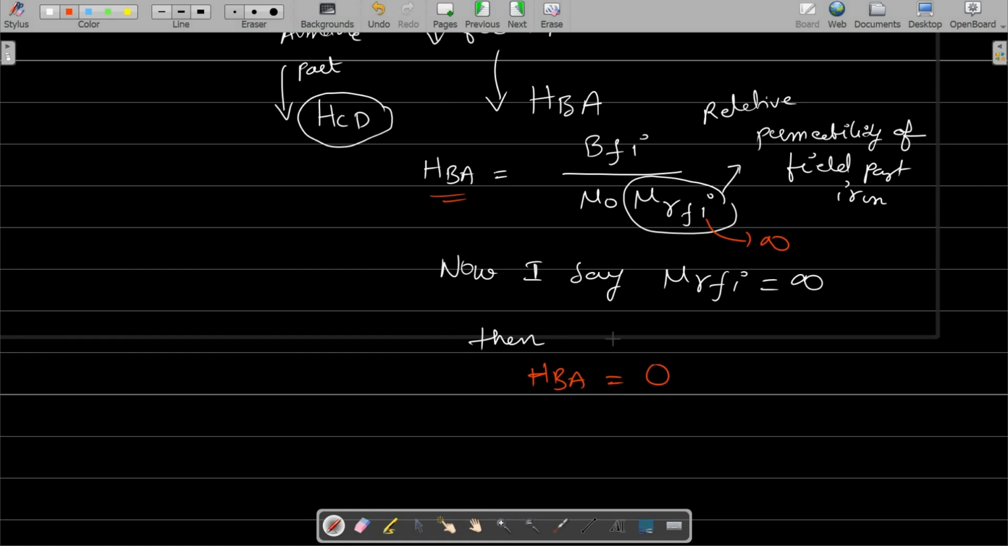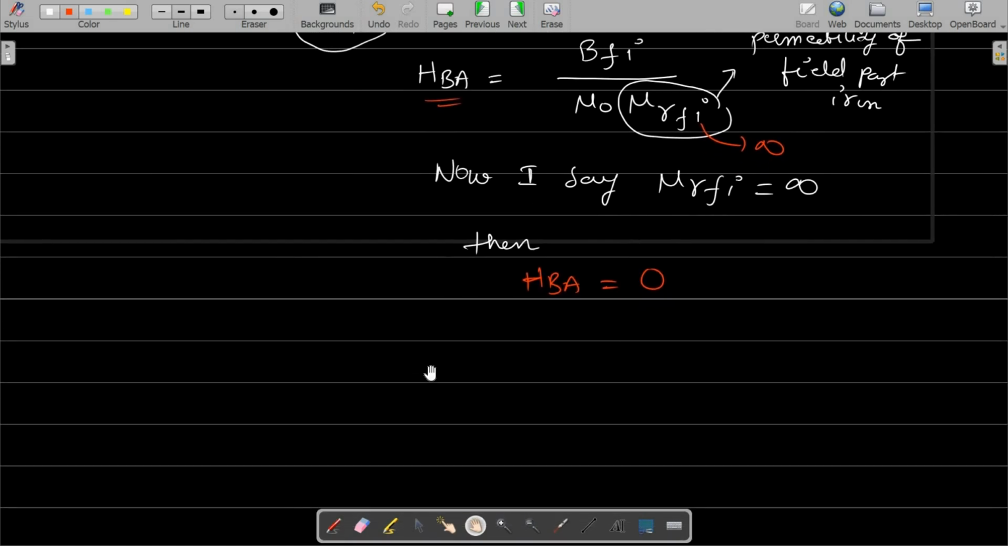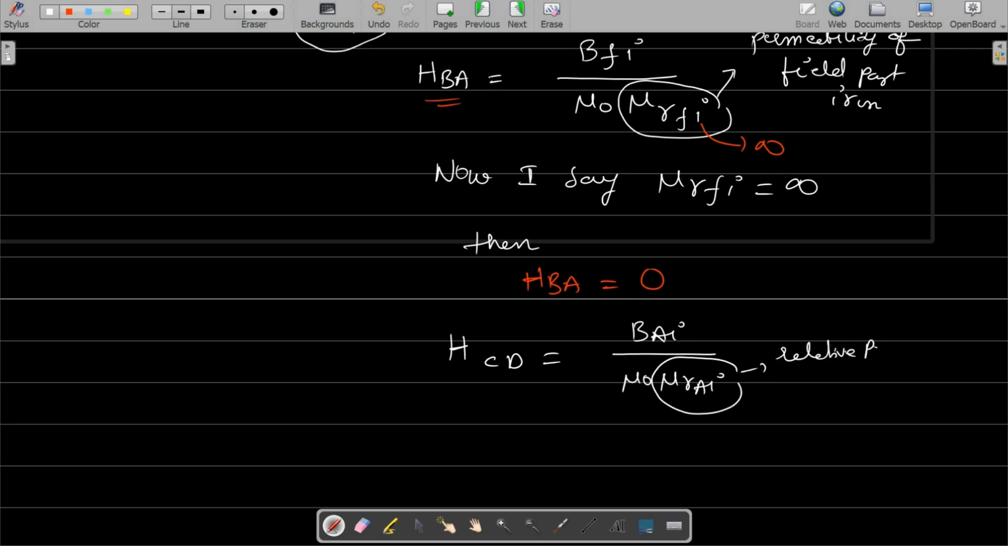Okay, that is it. And similarly, we can write that HCD is equal to BAI divided by mu 0 mu r AI. This is the relative permeability of armature iron. Now I say mu r AI is equal to infinity.